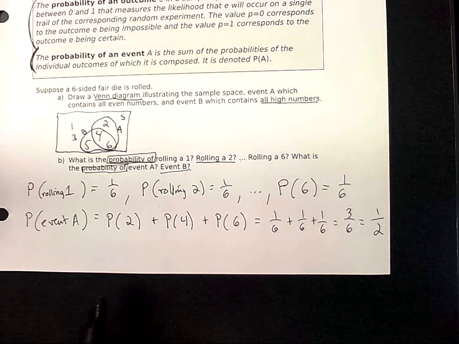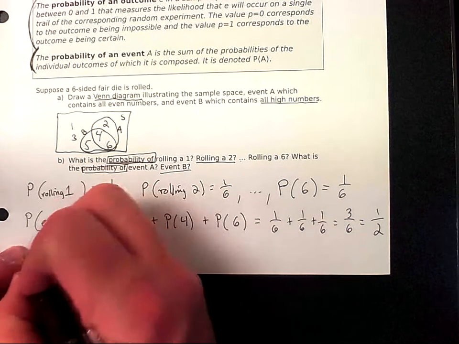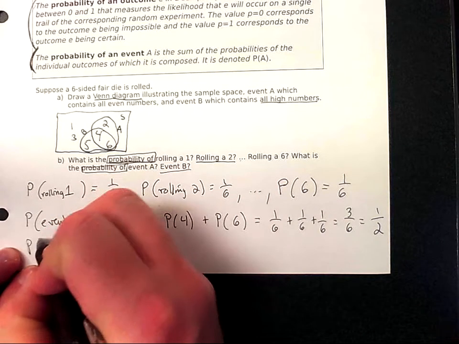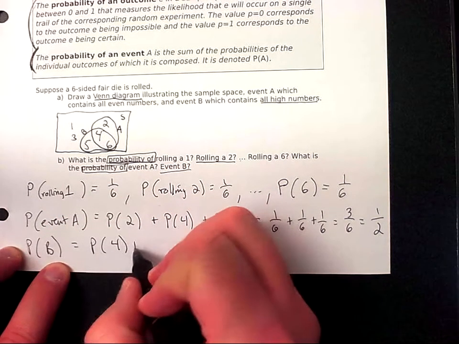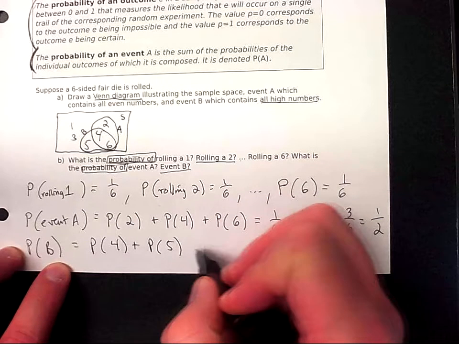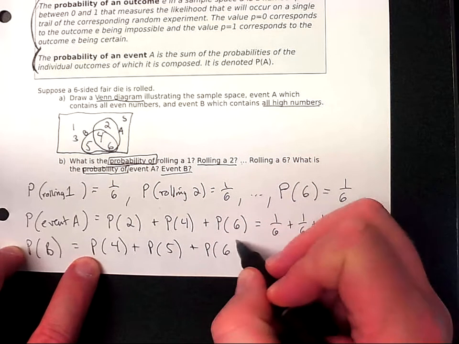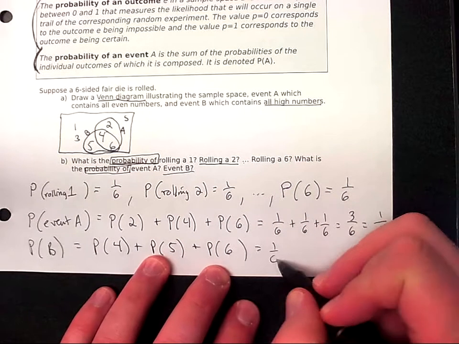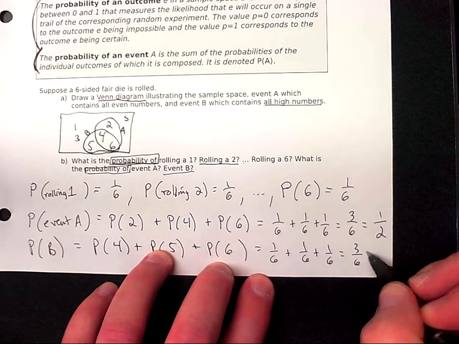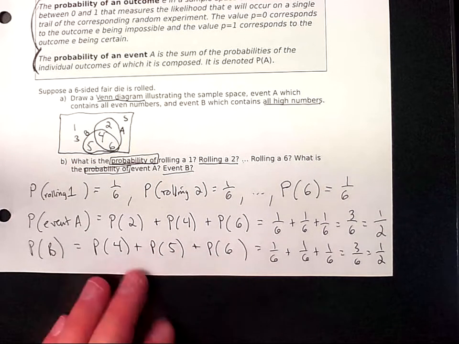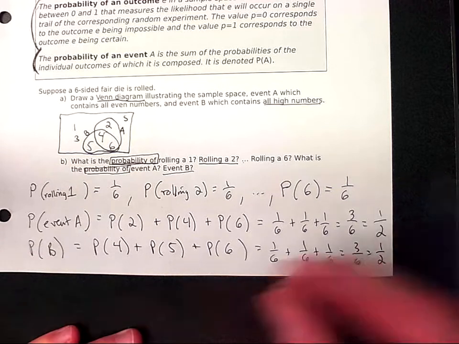Everybody good with this? Any questions? All right, let's do it together. So then we have the probability of event B is equal to the probability of the number 4 plus the probability of the number 5 plus the probability of the number 6. And just like we had before, we're going to have 1/6 plus 1/6 plus 1/6, which is 3/6, or 1/2. All right, any questions whatsoever about notation?